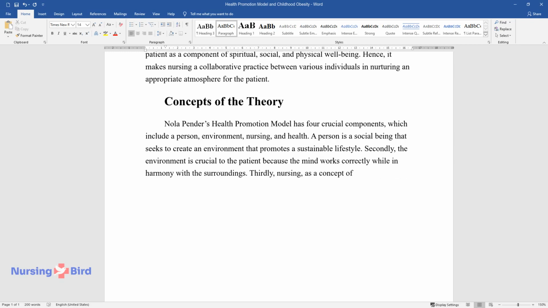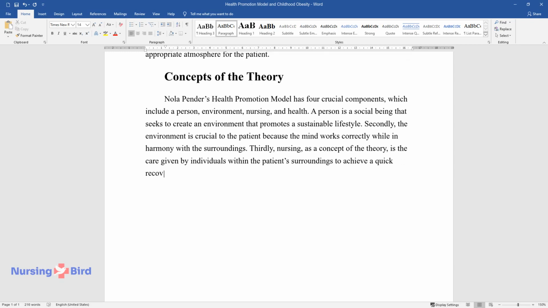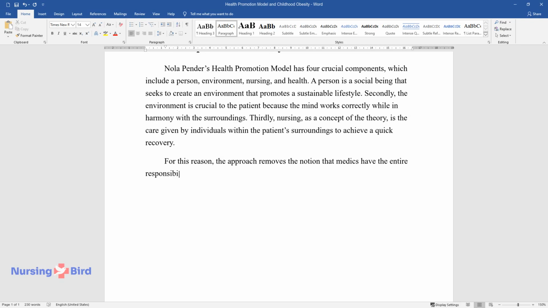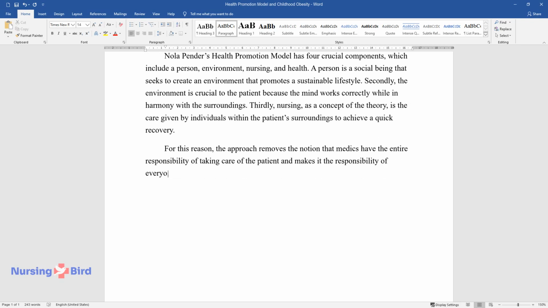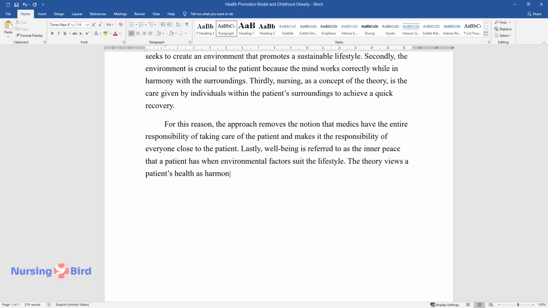Thirdly, nursing, as a concept of the theory, is the care given by individuals within the patient's surroundings to achieve a quick recovery. For this reason, the approach removes the notion that medics have the entire responsibility of taking care of the patient and makes it the responsibility of everyone close to the patient. Lastly, well-being is referred to as the inner peace that a patient has when environmental factors suit the lifestyle. The theory views a patient's health as harmony between the environment and an individual's well-being.